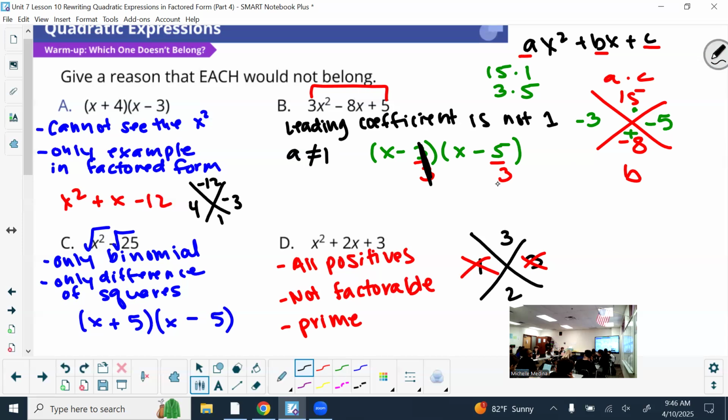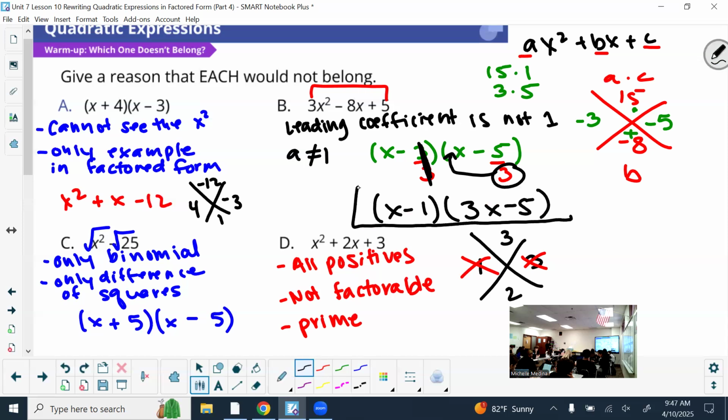Any remaining denominators, and you should have at least one, are going to be slid in front of the variable. And then my final factored form is going to be x minus 1 and 3x minus 5. Now, if I multiply that together, x times 3x is 3x squared. And if I keep going, I do get -8x in the middle and +5 at the end. That's how you factor it.